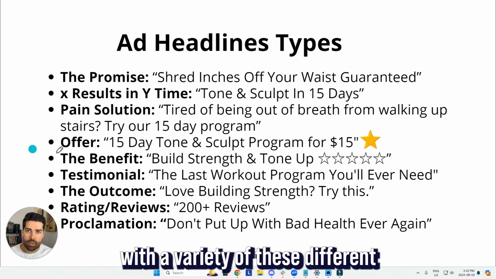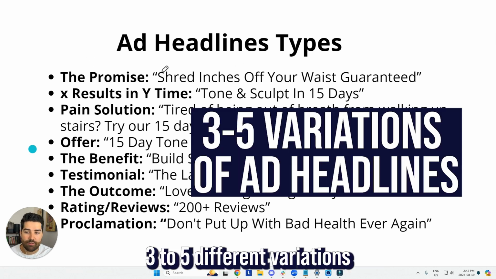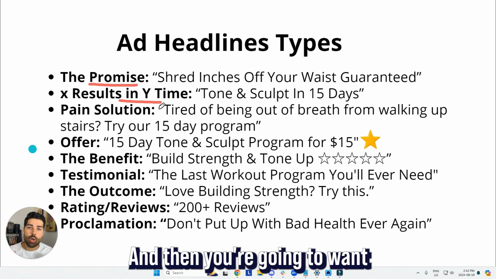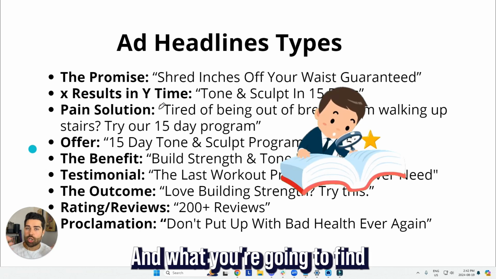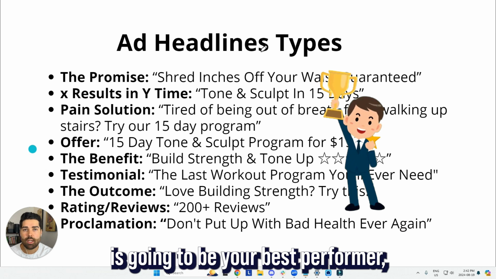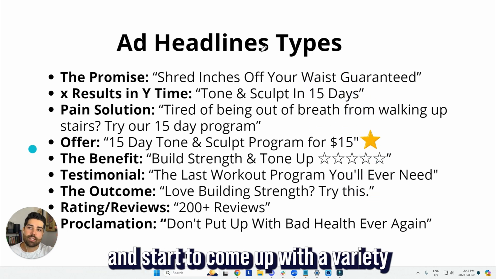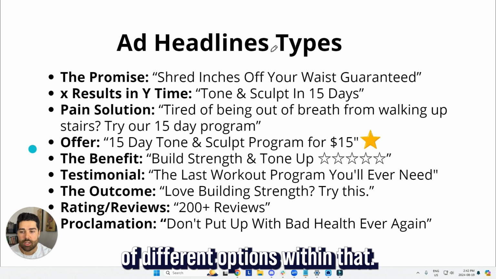So you're going to want to come up with a variety of these different headline types, come up with 3 to 5 different variations of each of these, and then you're going to want to test them against each other. And what you're going to find is one different angle or type is going to be your best performer. And you're going to want to then dive deep into that category and start to come up with a variety of different options within that.